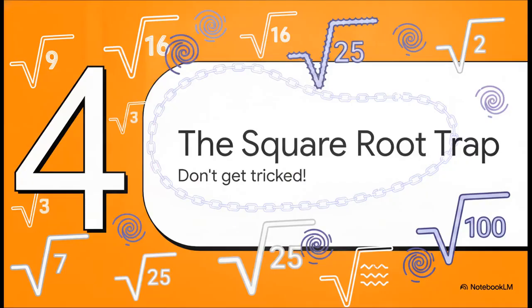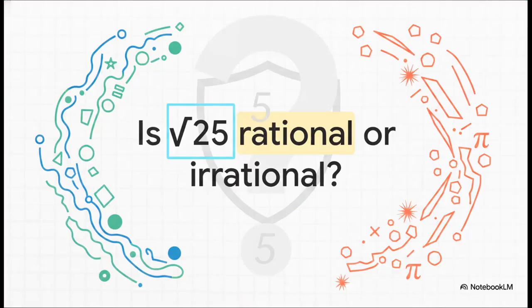Section 4, the square root trap. So, let's see how all this builds into what I call the square root trap. Listen up, because as a grade 10 learner, this is honestly the biggest trap you will face on math tests. It is just so easy to assume that every single square root symbol you see automatically means the number is some messy, irrational rebel. So I want to test your intuition here.